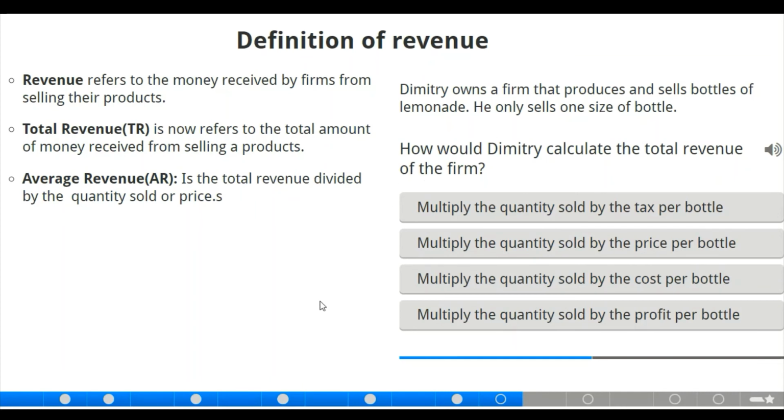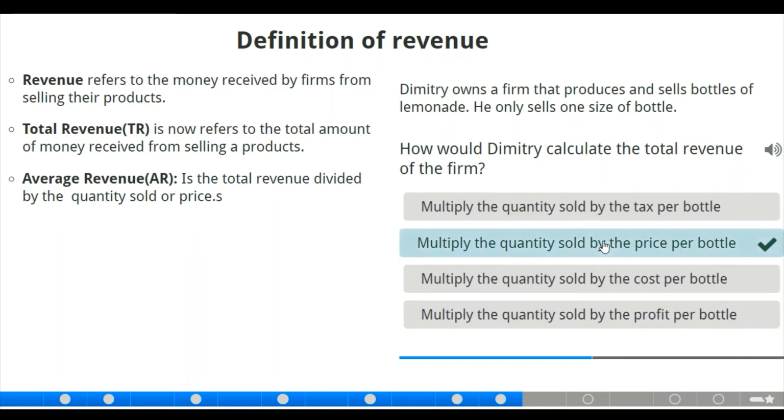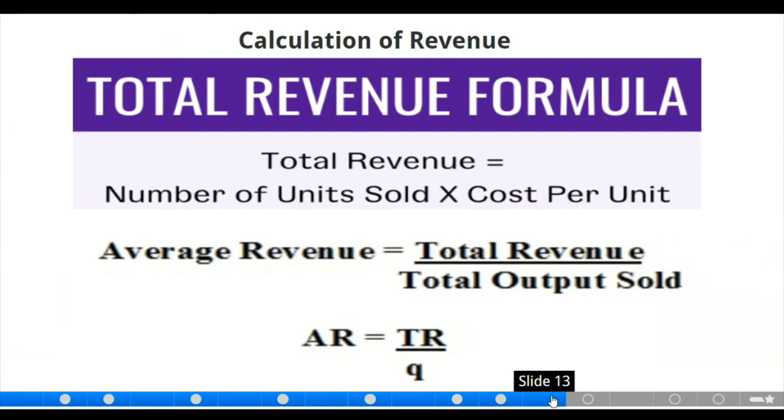Now we have one question here, which is also part of your past question. Dimitri owns a firm that produces and sells bottles of lemonade. He only sells one size of bottle. How will Dimitri calculate the total revenue of the firm? Multiply the quantity sold by the tax per bottle? Is that so? No. Multiply the quantity sold by the price per bottle. Multiply the quantity sold by the cost per bottle. Multiply the quantity by the profit per bottle. Of course, I've said this earlier. Multiply the quantity sold by the price per bottle. That's the answer.